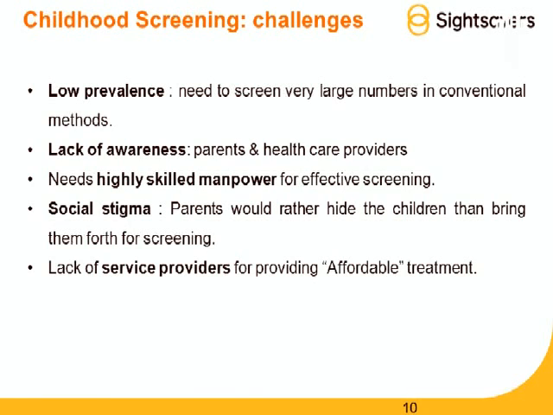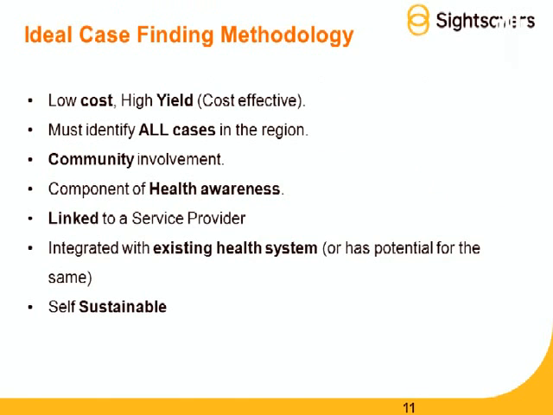Lack of service providers for providing affordable treatment, because although tertiary care in India has bloomed a lot and pediatric ophthalmology is one of the specialties that's taking leaps and bounds, having a service which is affordable and accessible to communities which may not be able to afford it is a challenge. So what is the ideal case finding methodology for childhood blindness?